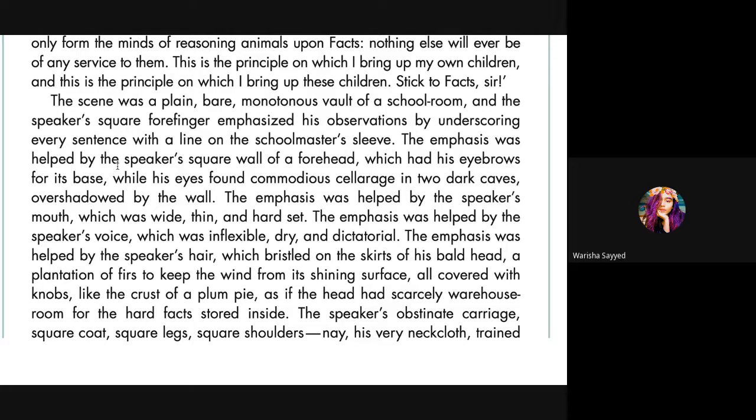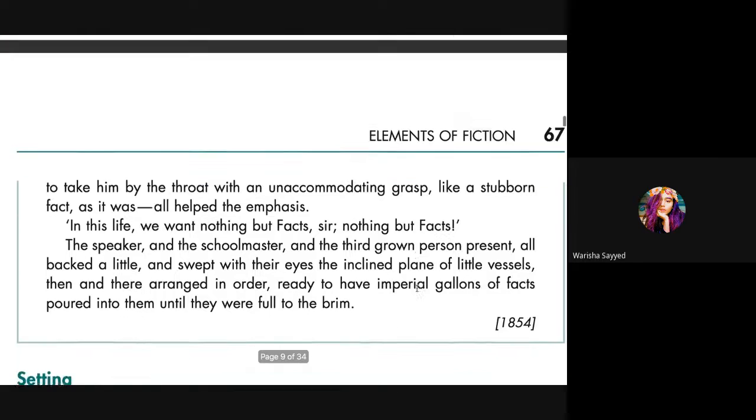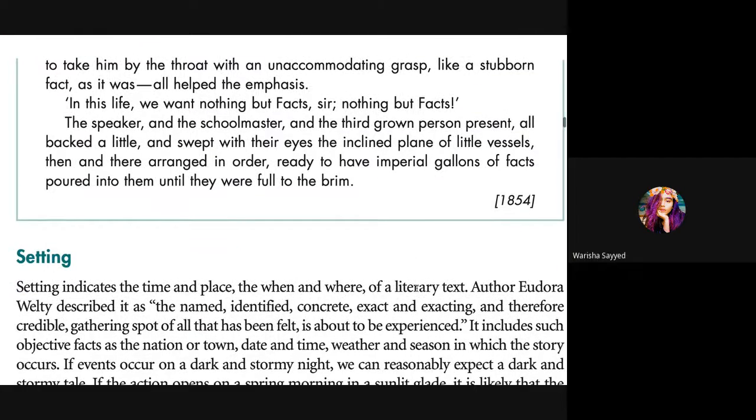The speaker's obstinate carriage, square coat, square legs, square shoulders, nay, his very neckcloth strained to take him by the throat with an unaccommodating grasp, like a stubborn fact as it was, all helped the emphasis. In this life, we want nothing but facts, sir, nothing but facts. The speaker and the schoolmaster and the third grown person present all backed a little and swept with their eyes the inclined plane of little vessels, then and there arranged in order, ready to have imperial gallons of facts poured into them until they were full to the brim.